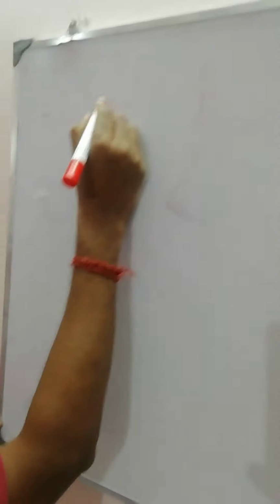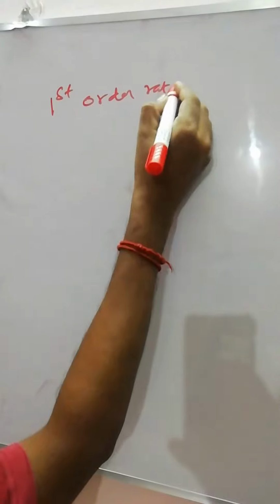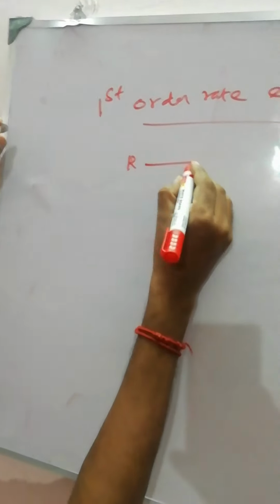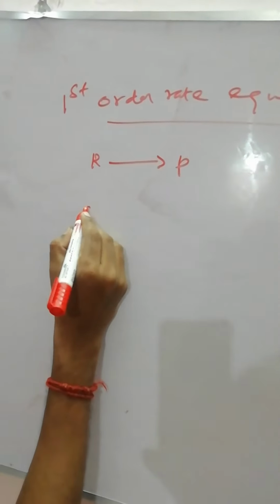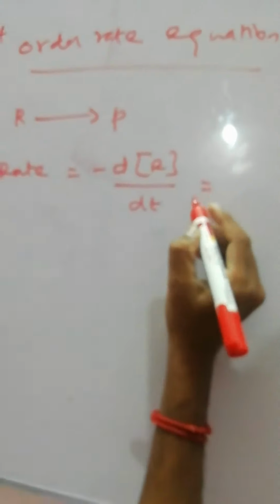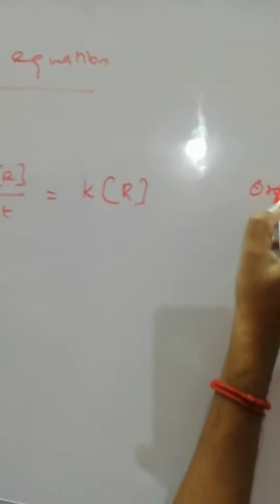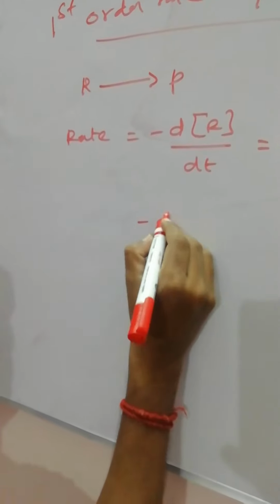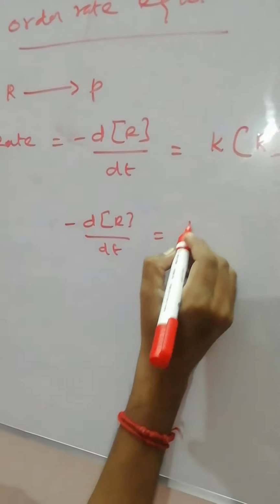Okay. Next I am going to derive the first order rate equation. Derivation of the first order rate equation. R gives the product, and it is a first order reaction. Rate equals minus dR by dt, which is equal to the rate law, K into concentration of R. Here the order is equal to 1. So R power 1. We write minus dR by dt is equal to K into R.